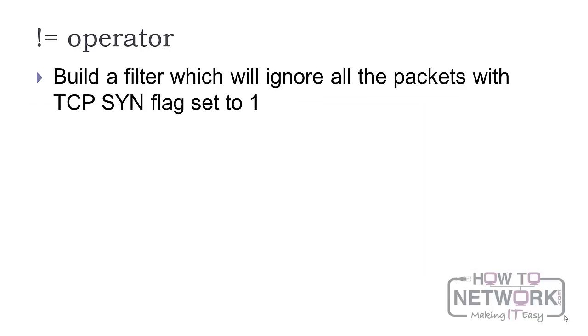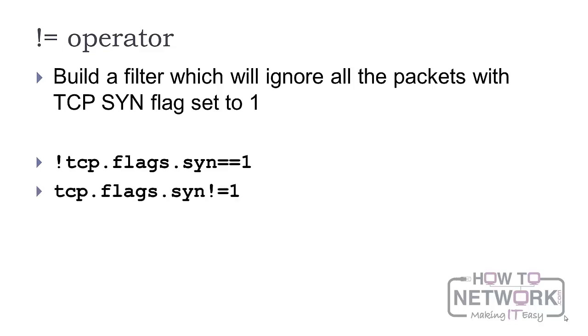After learning this, if I ask you to build a filter which will ignore all the packets with TCP SYN flag set to 1, you should probably know that this filter is wrong. Why? Because it means look for a packet that doesn't have the TCP SYN bit set to 1. ARP and DNS traffic will match this filter as well. They don't have the TCP SYN bit. The correct way to do this is by using negation.